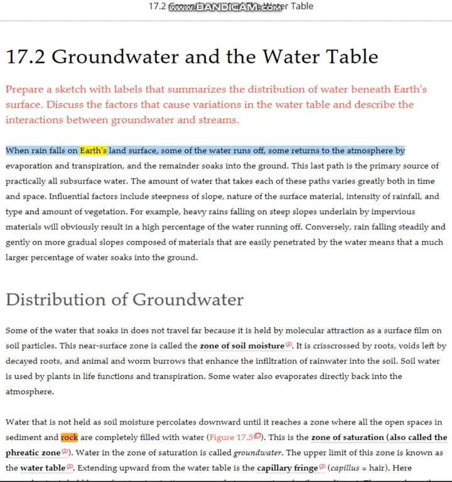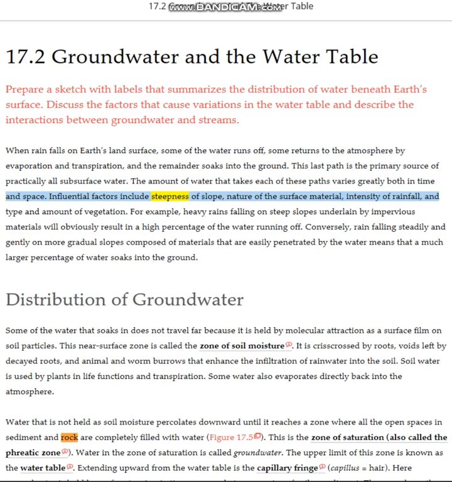When rain falls on Earth's land surface, some of the water runs off, some returns to the atmosphere by evaporation and transpiration, and the remainder soaks into the ground. This last path is the primary source of practically all subsurface water. The amount of water that takes each of these paths varies greatly both in time and space.